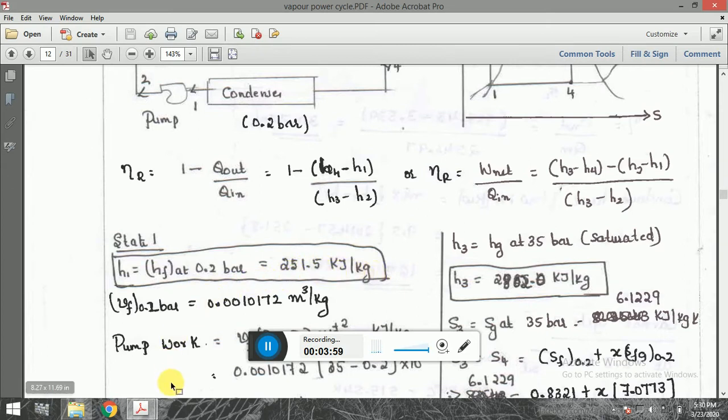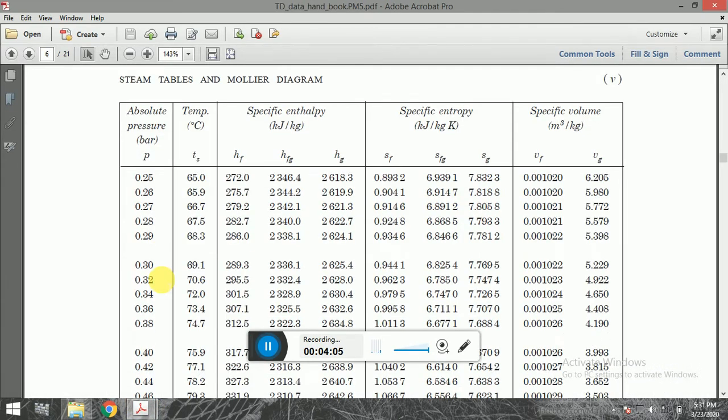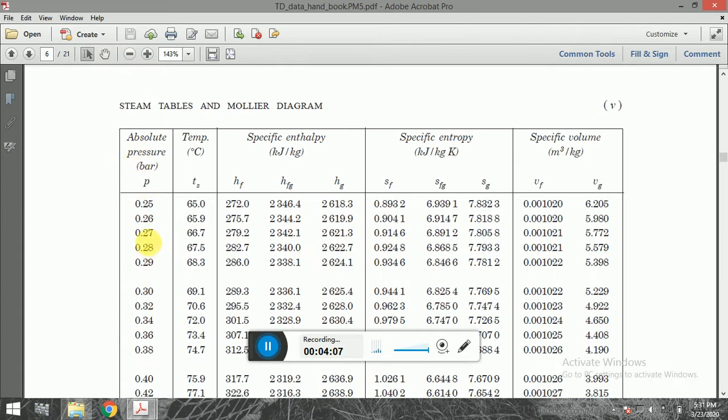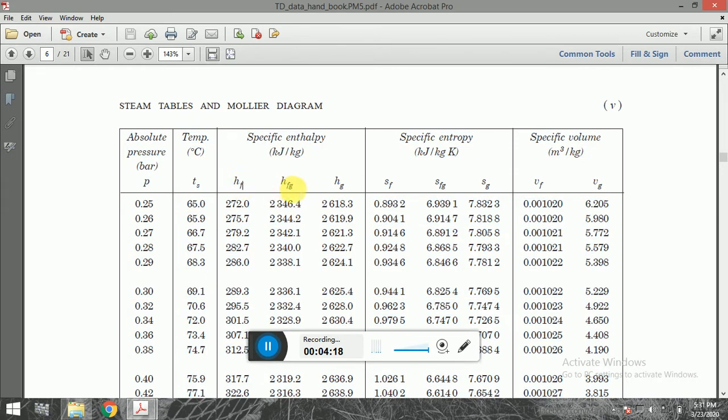So how did we come to know? Through the steam table. We can look at the steam table here. It is a pressure based chart with absolute pressure, saturated temperature, specific enthalpy, enthalpy of the fluid, latent enthalpy hfg, and enthalpy of the saturated gas. Then there is the entropy of the fluid, entropy sfg and entropy of the gas, and the volume of the fluid and volume of the gas.